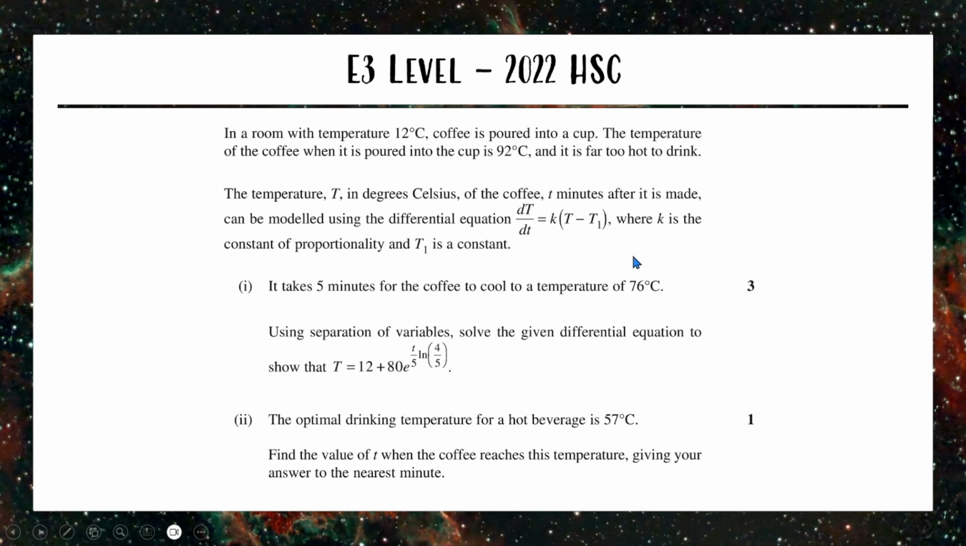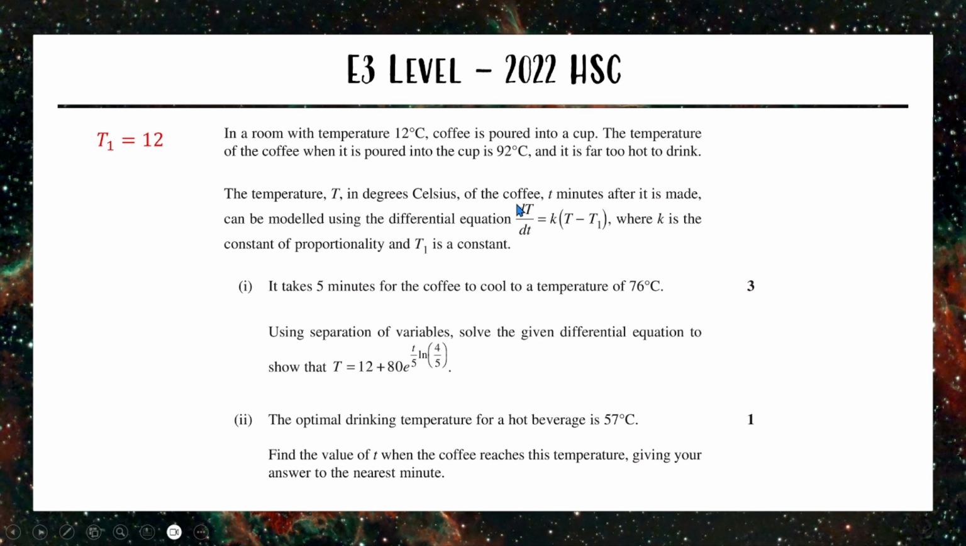So first we're going to get all the information that's useful from the question, and then we're going to use it to build our differential equation. Looking at dT/dt equals k(T minus T1), what you need to know for a cooling question like this is that the constant inside the bracket, T minus this constant, is what the temperature is approaching. So if you've got coffee in a 12-degree room, the coffee is going to approach 12 degrees as time goes to infinity. So we need to know that T1 is equal to 12.